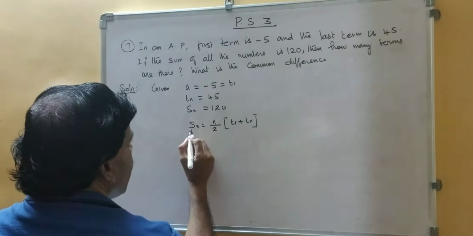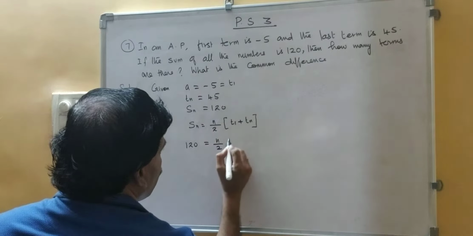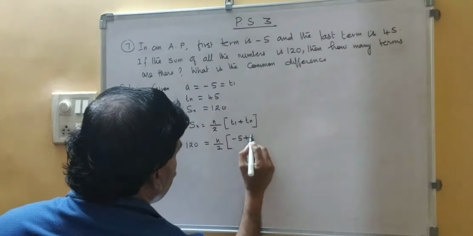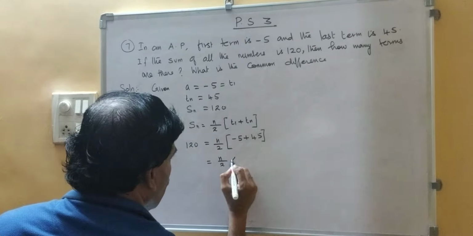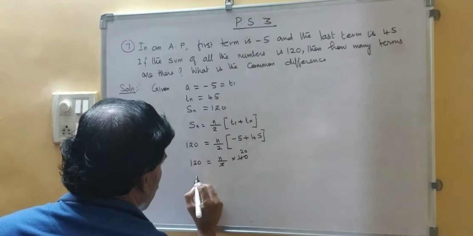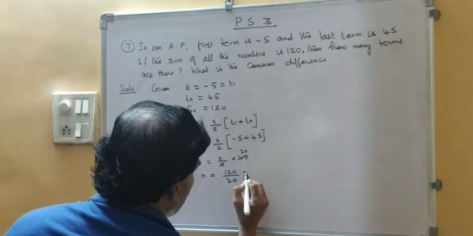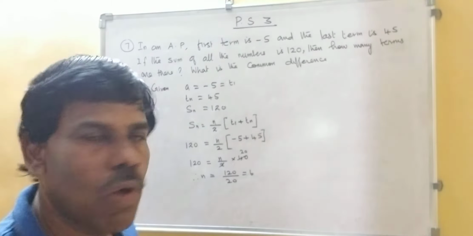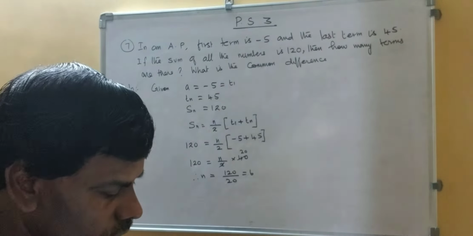Now what is Sn? 120 is equal to n upon 2 into T1, that is a, minus 5 plus 45. So n upon 2 into 40, that is 20n. So 120, therefore n equal to 120 upon 20 equal to 6. Very easily we could find the value of n. That means how many terms are there? There are 6 terms available.